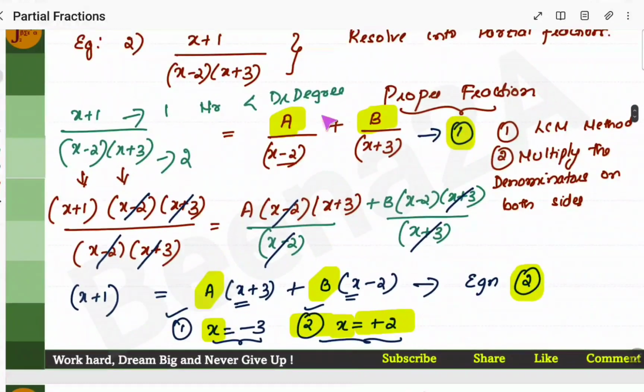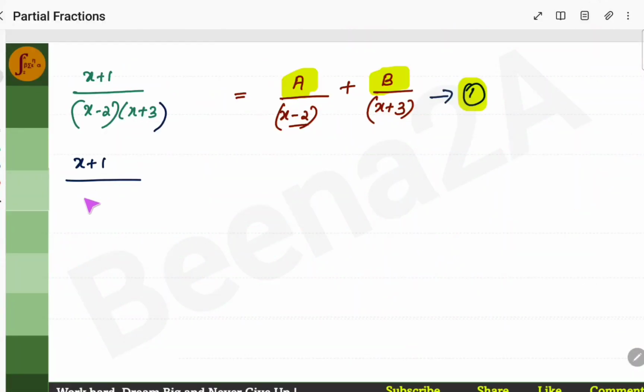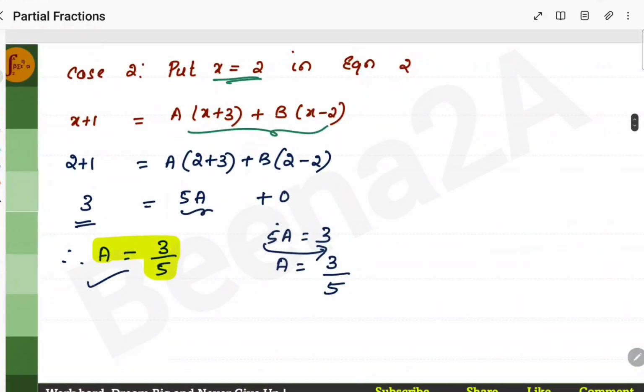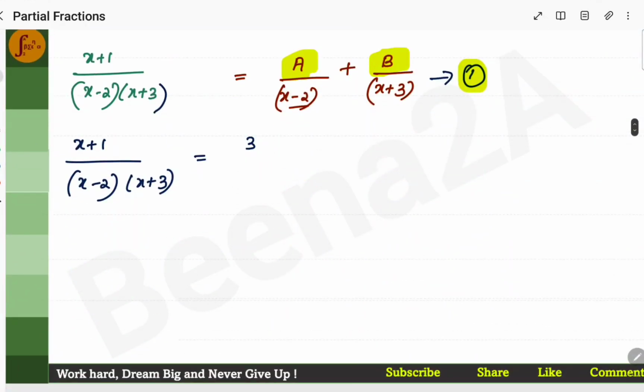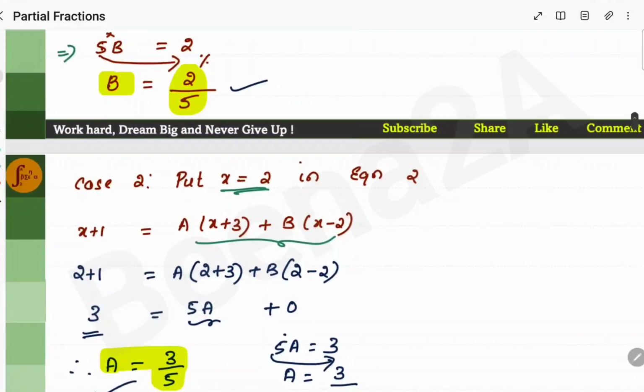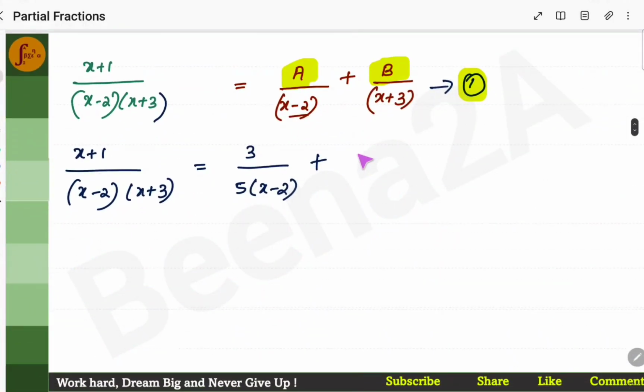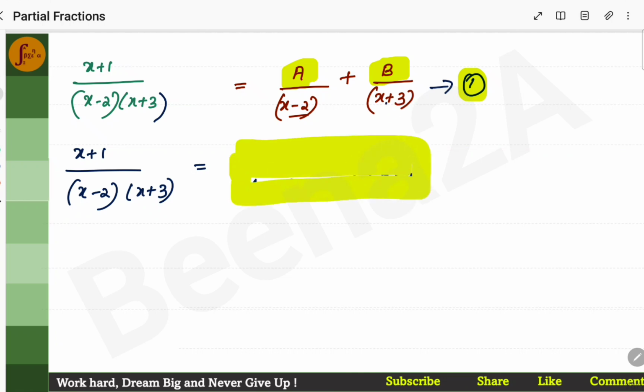The last step, we take this equation 1 and substitute the values of A and B, right? Now let's take this entire equation 1 and substitute the values of A and B. So A is 3 by 5, so I'll put 3 by 5 and we have to put the denominator also. Denominator is x minus 2. Now what is the value of B? 2 by 5. So I'll put 2 by 5 and the denominator is x plus 3. So this is nothing but partial fraction.